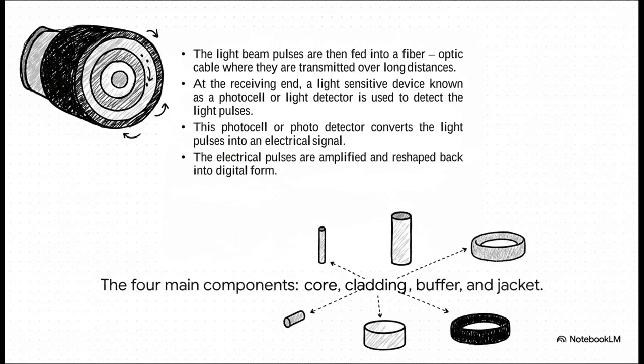At the absolute center is the core, a tiny, tiny cylinder of glass or plastic. Surrounding that is the incredibly crucial second layer, the cladding. We'll get into the exact physics of it in just a minute, but the cladding acts as a literal barrier for the light. Moving outward, the buffer is there to defend the glass from moisture, and finally, that tough outer jacket just holds the whole shebang together.